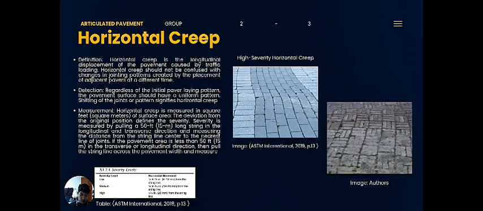And the detection: regardless of the initial paver laying pattern, the pavement surface should have a uniform pattern, shifting of the joints or pattern ceilings or the hip.